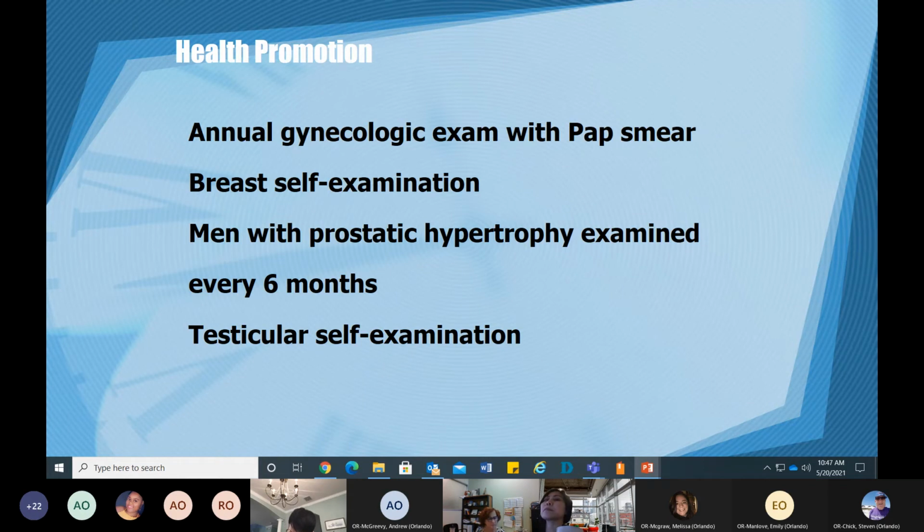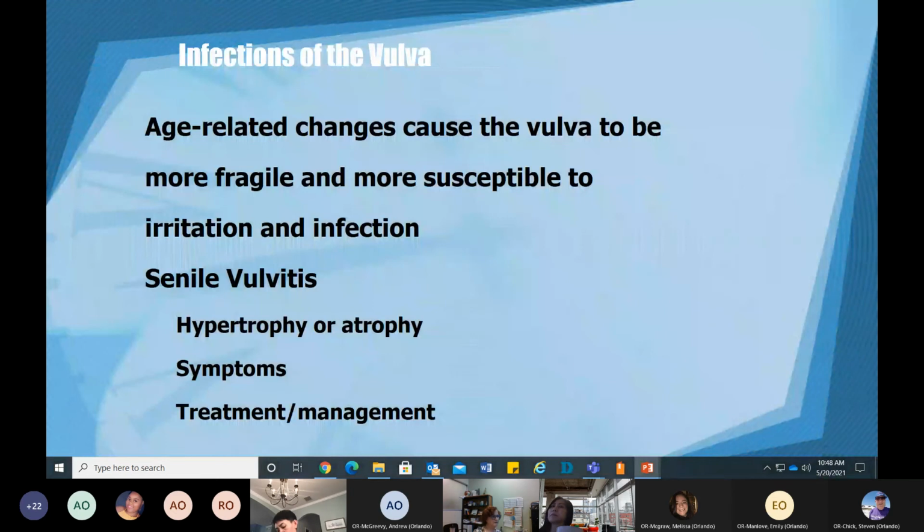We need to be very calm and matter-of-fact with these patients when we're talking to them, and then give the patient time to think about the answers to the questions before we push them too hard. So let's look at some actual conditions related to the female.